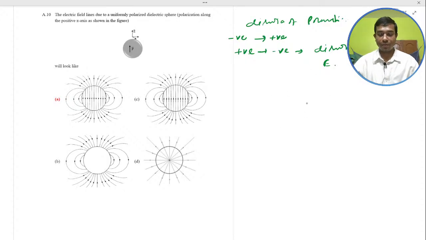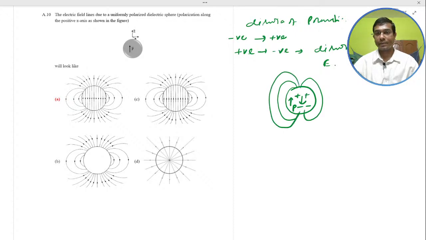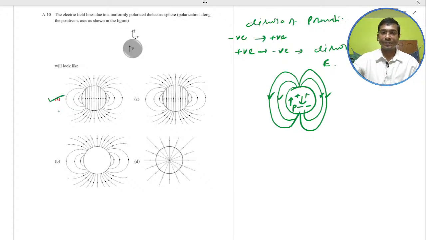Direction of electric field. So, suppose this is plus minus within direction. The polarization should be this one, P. So option A is the correct.